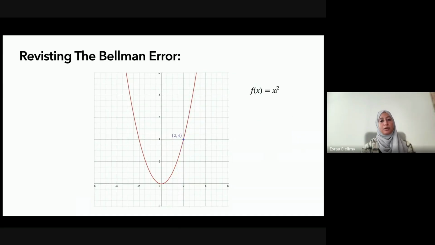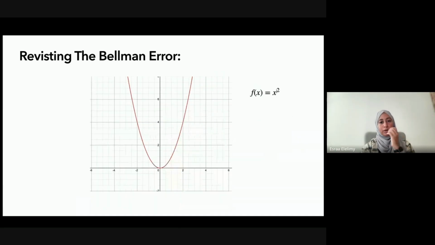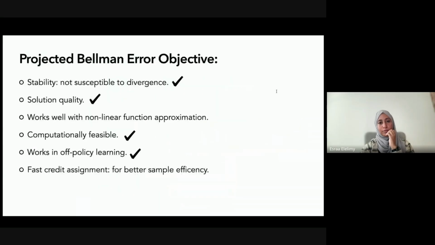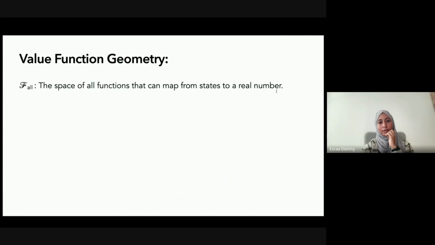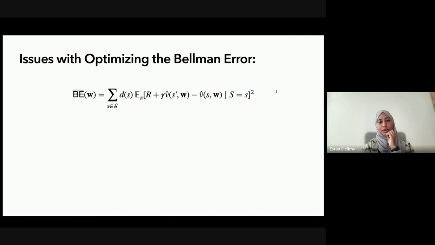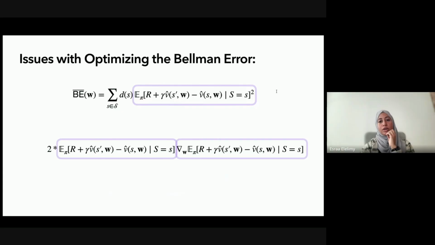Okay, so we had a problem with the Bellman error, right? Maybe let's look at the problem that we had earlier. I'll go back. Okay, so we had this problem, which is we had an expectation squared, and when we try to get the gradient of that, it ends up being two expectations multiplied by each other, right? So we had this problem, and we wanted to solve it.